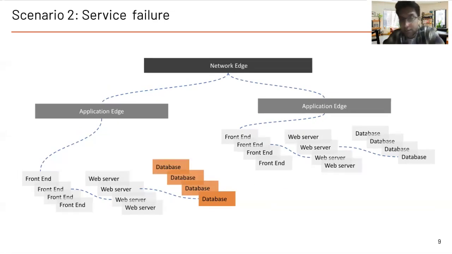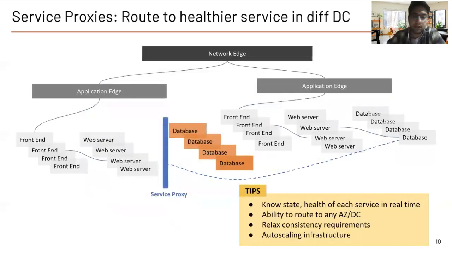Let's say the entire service is down and none of the instances is actually available in that given zone or in that given data center. Well, what do you do then? Then what you need to do is route to a different availability zone. And it's easier said than done. So for that to happen, you need to know the state and health of each of these services and all of the zones in real time into a controller that can then decide, okay, where should I route traffic?